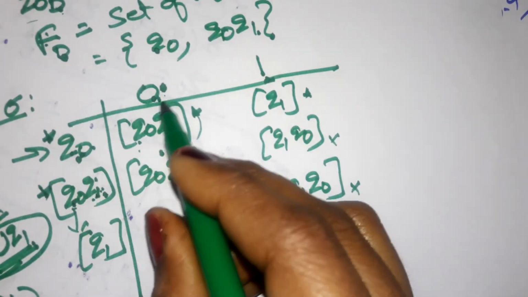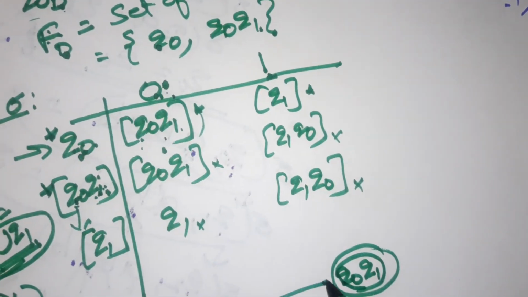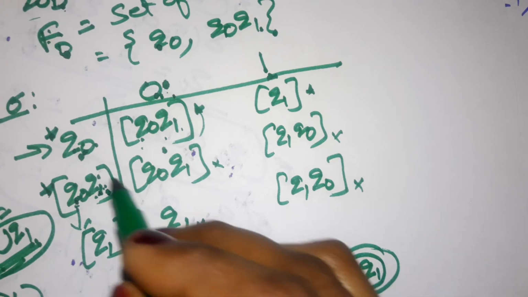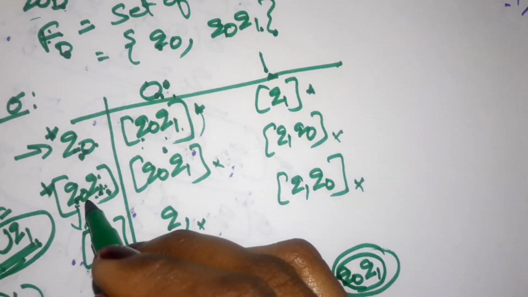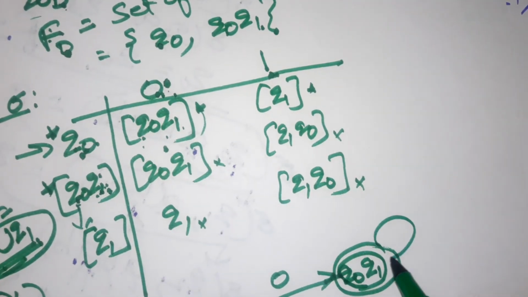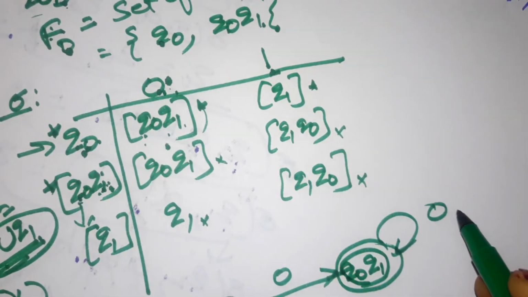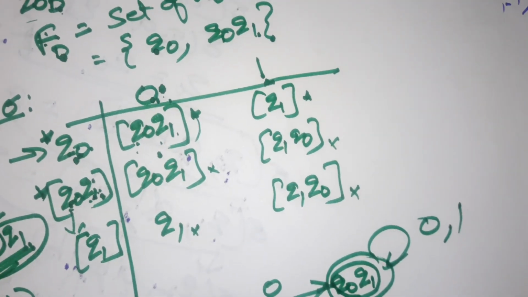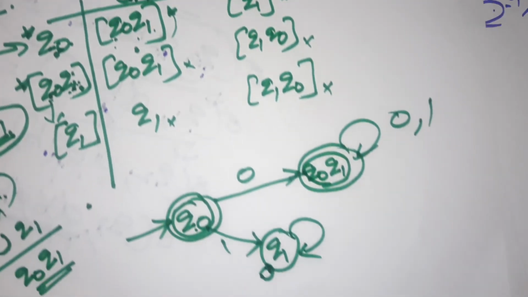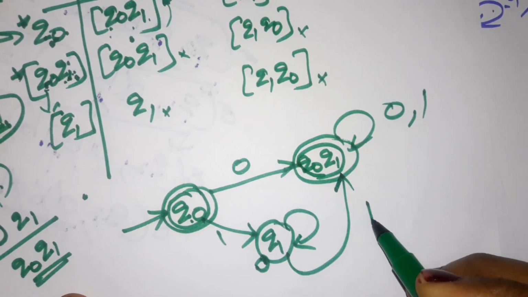So Q naught on 0, where is it going? Q naught on 0 goes to the state Q naught Q1. Q naught on 1, where is it going? To the Q1 state. Q naught Q1 on 0 goes to the state Q naught Q1. On 1 it goes to Q naught Q1. Q1 on 0 goes to Q naught. Q1 on 1, where is it going? It is going to the state Q1.